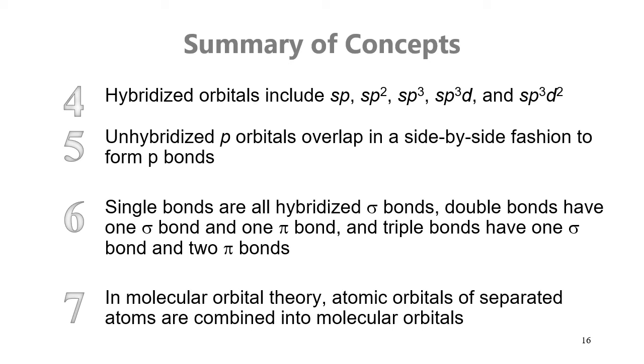Fifth, unhybridized p orbitals overlap in a side-by-side fashion to form pi bonds. Sixth, single bonds are all hybridized sigma bonds. Double bonds have one sigma bond and one pi bond, and triple bonds have one sigma bond and two pi bonds. Seventh, in molecular orbital theory, atomic orbitals of separated atoms are combined into MOs or molecular orbitals.